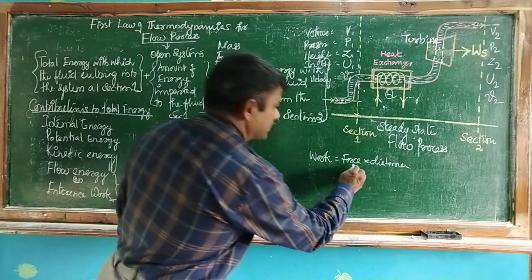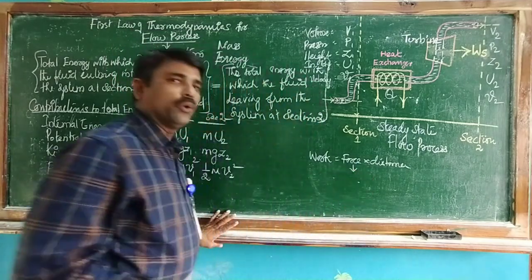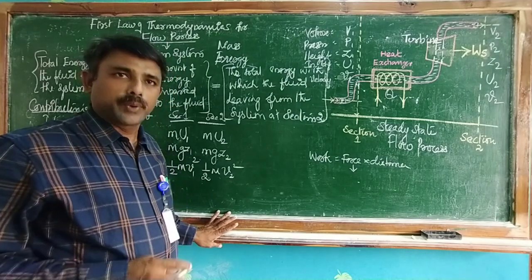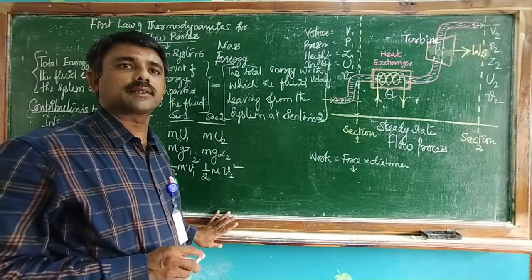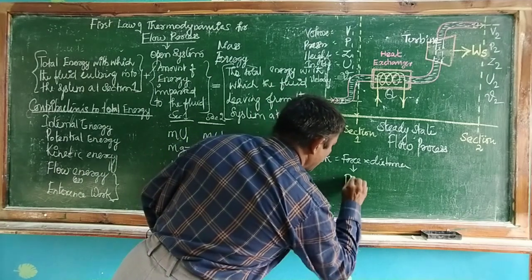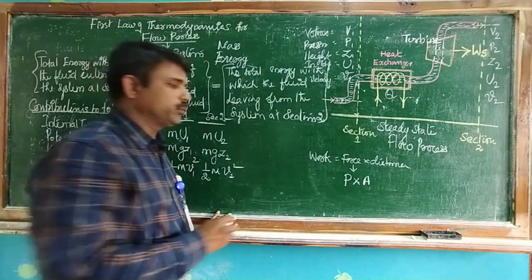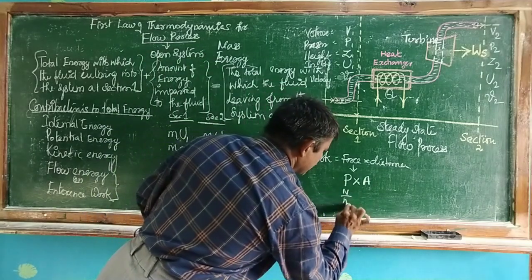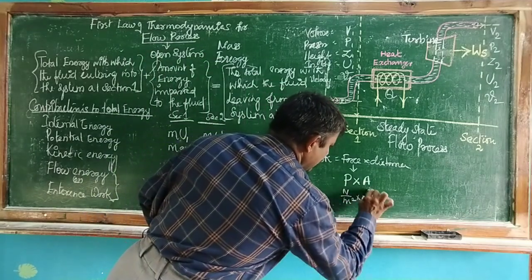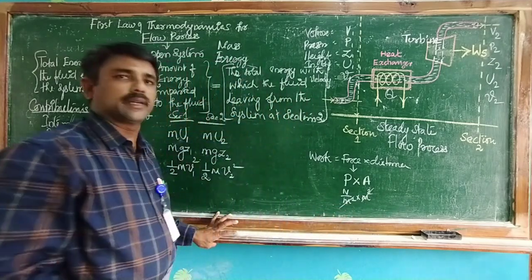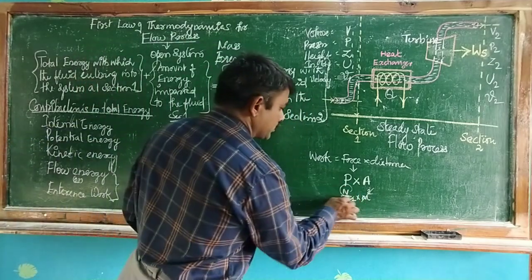Clear? How can you calculate this force? This force is the product of pressure and the cross-section area of the tube. The unit for pressure is Newton per meter square and area is meter square. Meter square gets cancelled. Again, the unit of force is Newton.